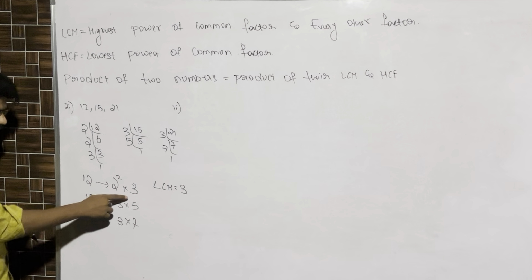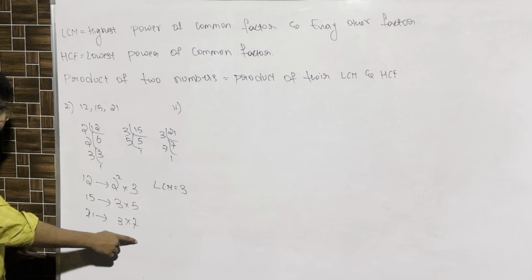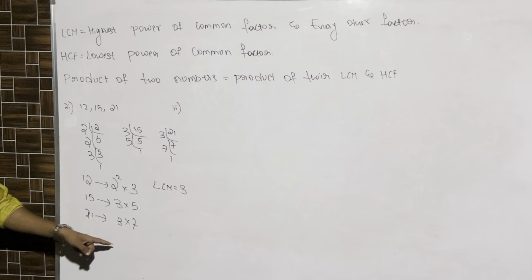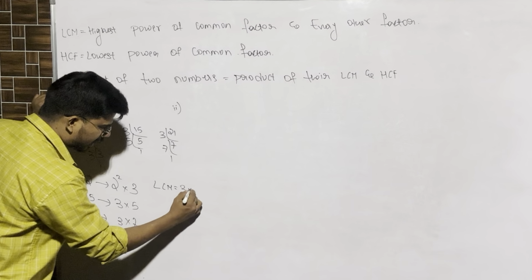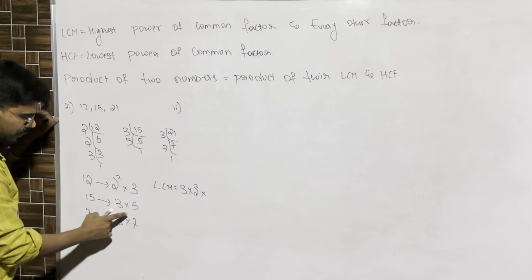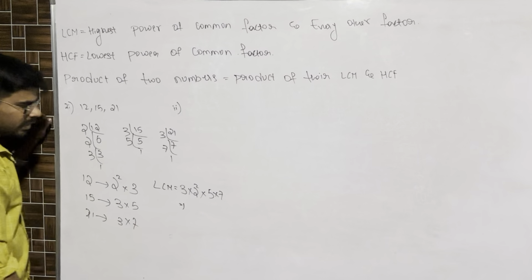For example, 3 is there, but 2 is also there. 3 is a common factor, 5 is also there. 3 is a common factor, 7 is also there. So apart from the common factor 3, you have to consider all the other factors also. So what are the other factors? 2 square into 5 into 7. Multiply all of this, you will get the value of LCM.